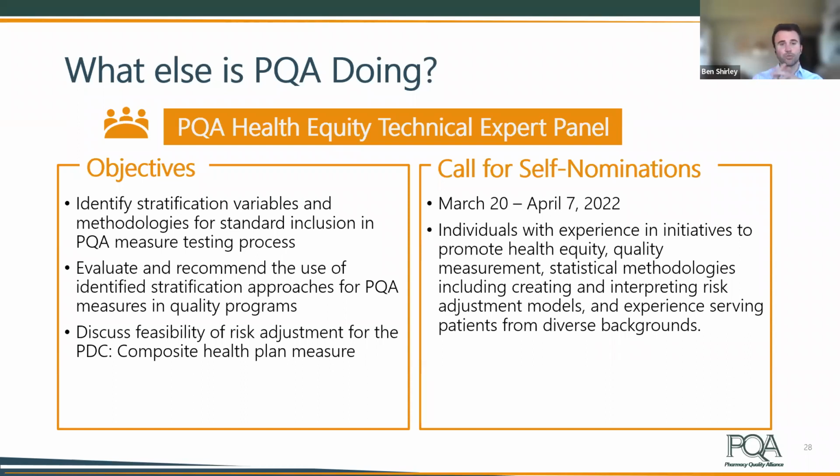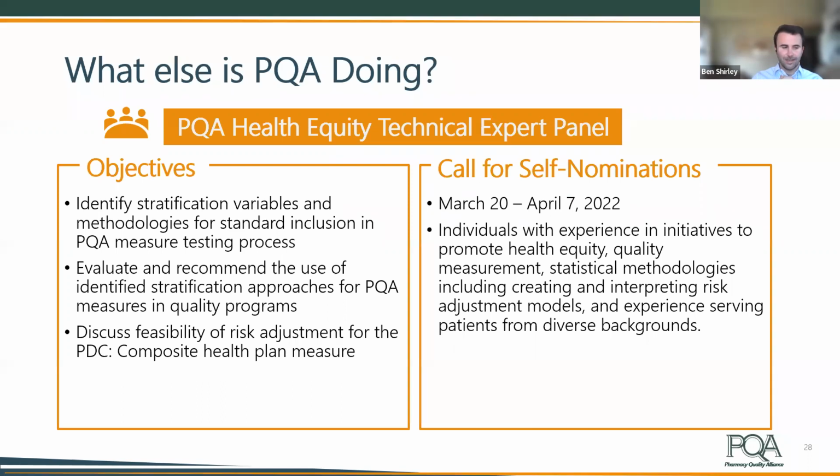So we don't just want these to be FYI for PQA's internal testing. We'd also like to work with and recommend appropriate stratification in measurement programs beyond PQA's 4 walls. And then finally, we want to talk about the feasibility of risk adjustment, very much related to what we just talked about, for the PDC composite health plan measure.